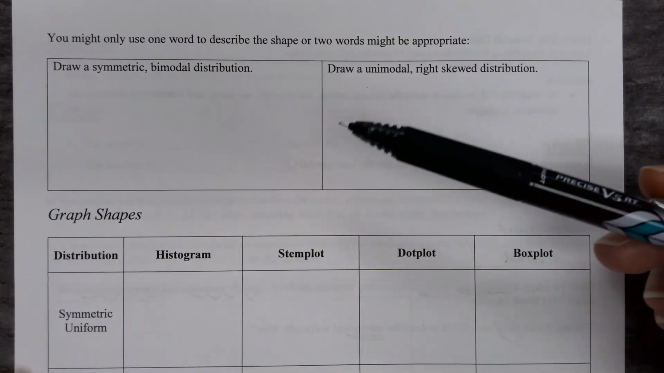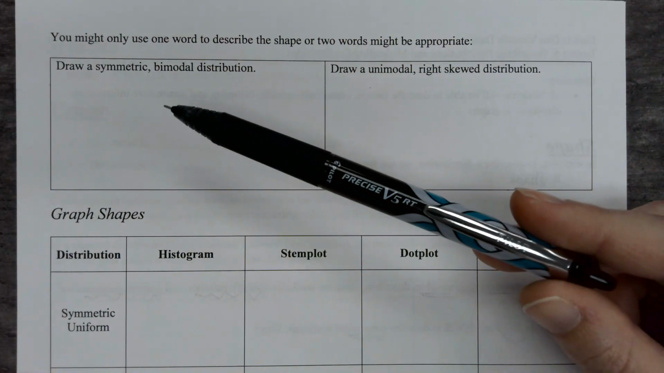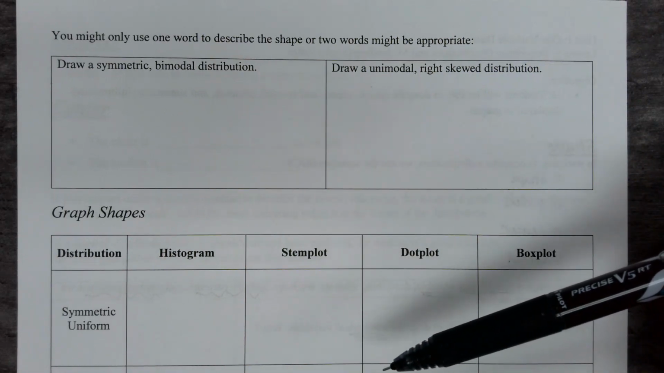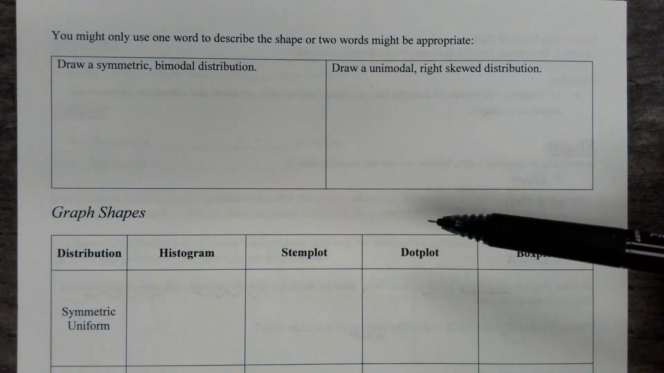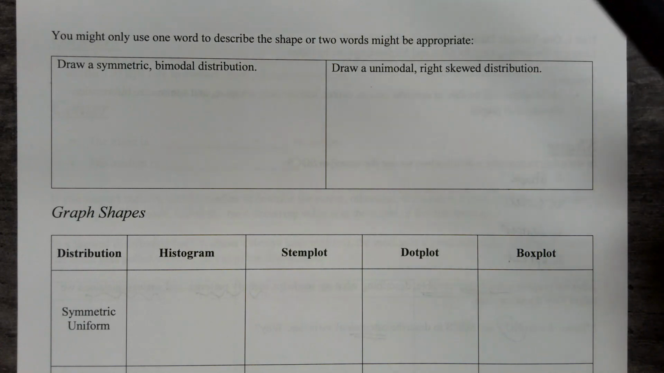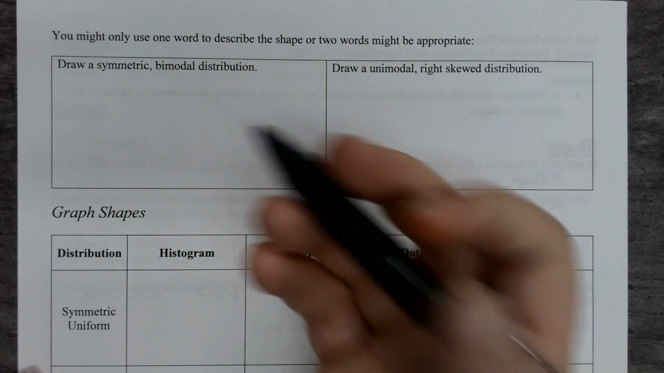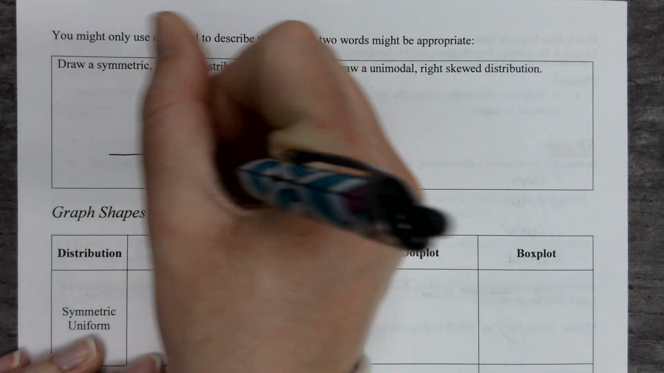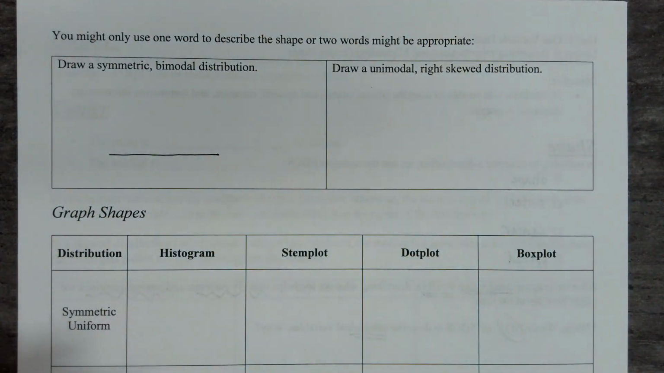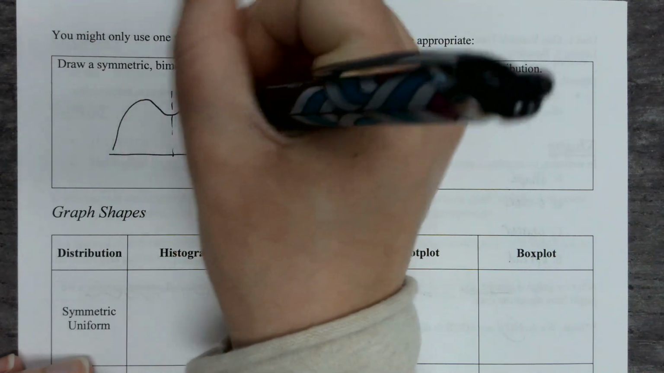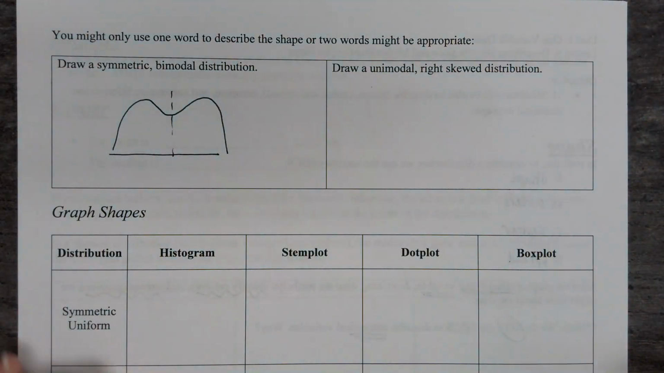What I would like you to do is pause the video, and I want you to draw a symmetric bimodal distribution. Go ahead and pause it. When you have a symmetric bimodal distribution, we're going to want something that is a mirrored image and also has two different peaks. So we could have something like this, where the peaks are the same and they're symmetric on both sides.